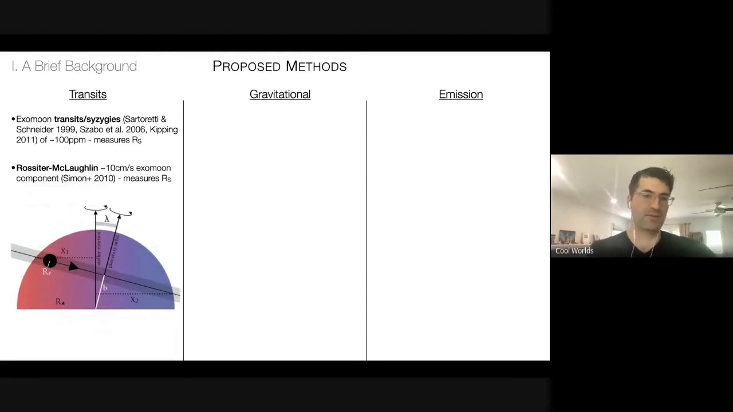Another method that people have thought about related to transits is of course the Rossiter-McLaughlin effect. It's been used for measuring spin-orbit alignments of many exoplanets. In principle, it could detect moons as well, but you need very precise spectrographs for this, sort of 10 centimeters per second. But as we're moving into ever more precise spectrographs, this might be possible.